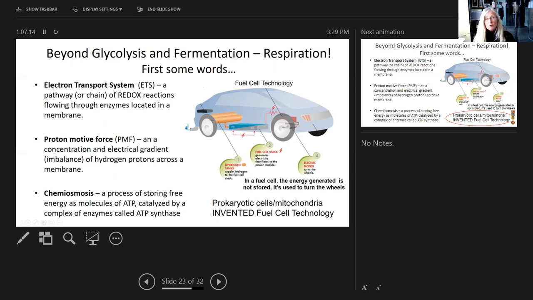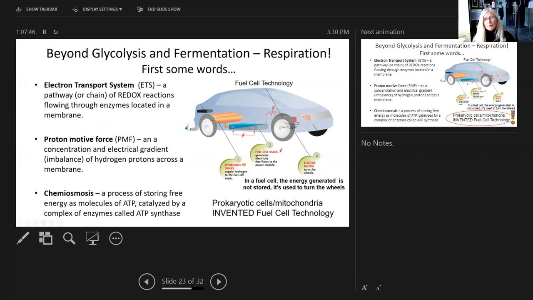So the proton motive force runs on the electricity generated by the ETS. And then, because we always have to have a third word, chemiosmosis. Chemiosmosis is that process where we take this energy and store it in ATP. So it's going to catalyze the reaction that makes ATP by adding that last phosphate group onto it. So that's called chemiosmosis. Those three things are what we'll talk about finally.